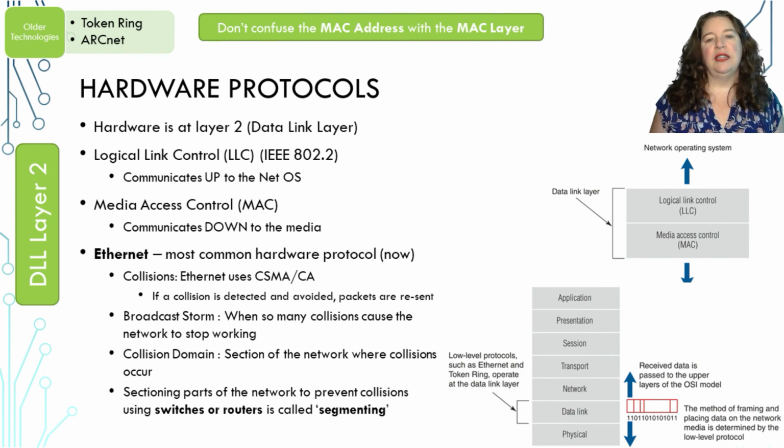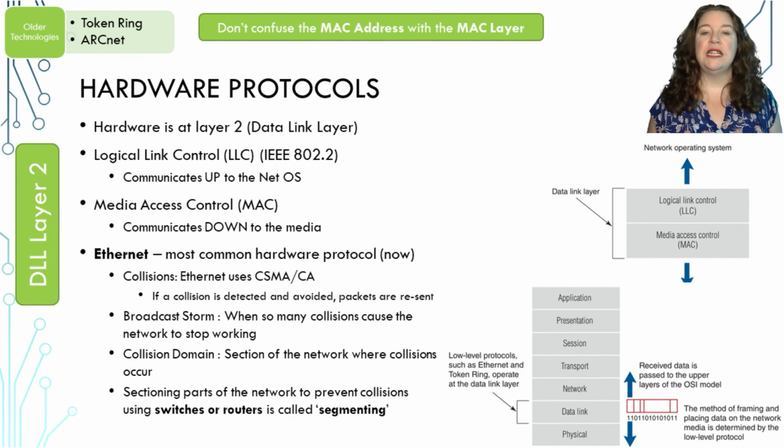At the Ethernet level, we use collision avoidance as opposed to collision detection. We talked about that when we were talking about our media, with our cabling or our wireless. Which one did we use? The CSMA collision avoidance or collision detection? In the case of Ethernet, we use collision avoidance.